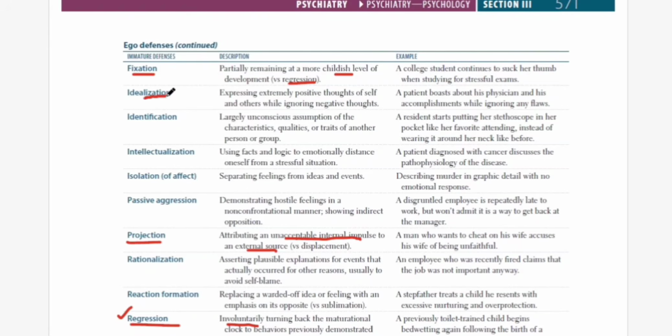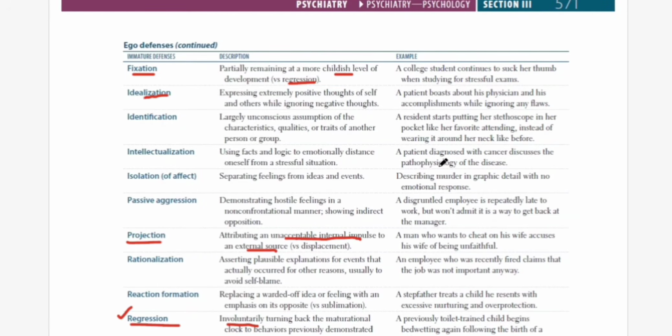Idealization is when someone focuses only on the good things about themselves or others, right? This is like a perfectionist thing, like this person is perfect. They focus only on the good things and ignore the negative flaws. For example, a patient who speaks about a physician and only tells you the good things about the physician, like he's best in this, best in this, best in this, but will not tell you anything negative. This is idealization.